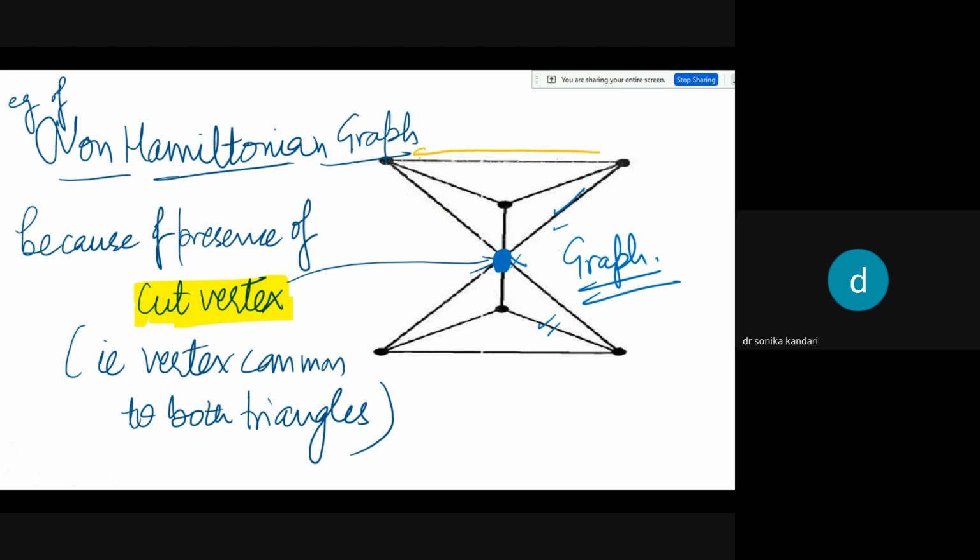suppose I proceed like this, coming here. Somewhere I have to cross it again, but it was already crossed. So because of this vertex, there is some problem. While traversing, I need to traverse this 2 times to come back here. So this should not be done. So we can't say that this is a Hamiltonian graph. This is a non-Hamiltonian graph because of the presence of this cut vertex.